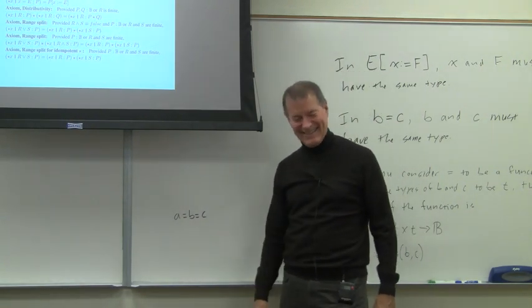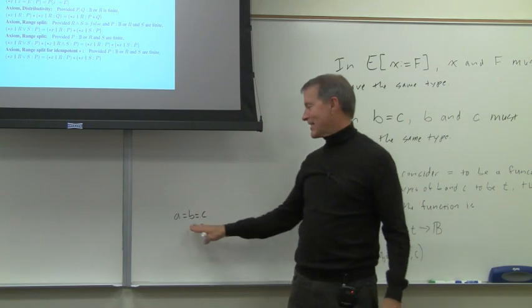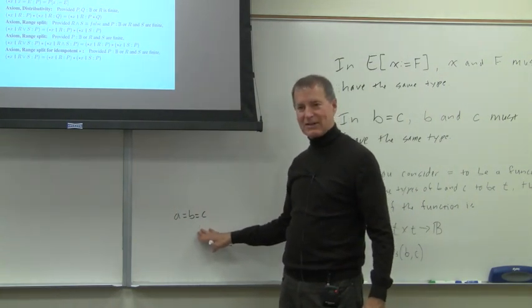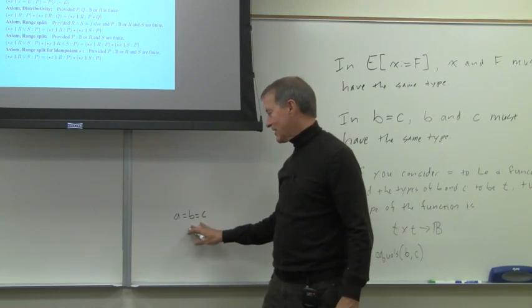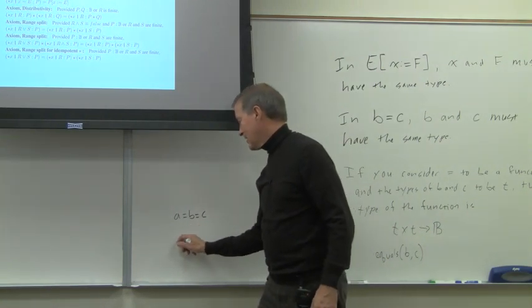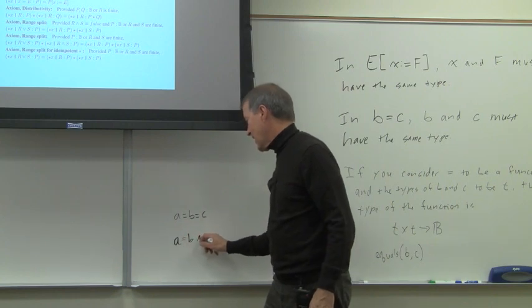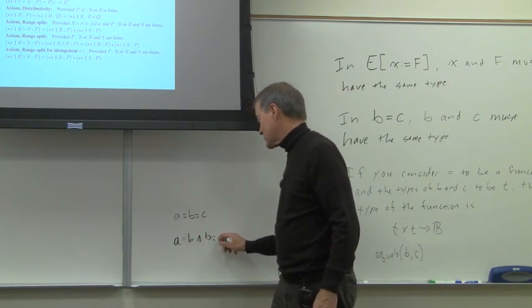What is the conjunctive meaning of A equals B equals C? A equals B and B equals C. Yes, the conjunctive meaning is A equals B and B equals C.